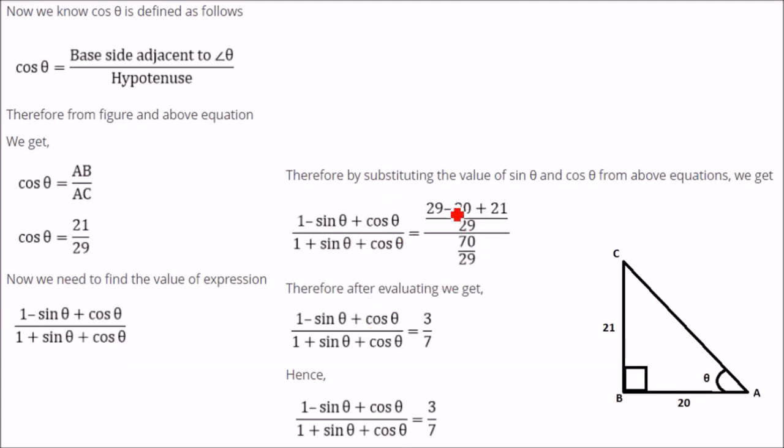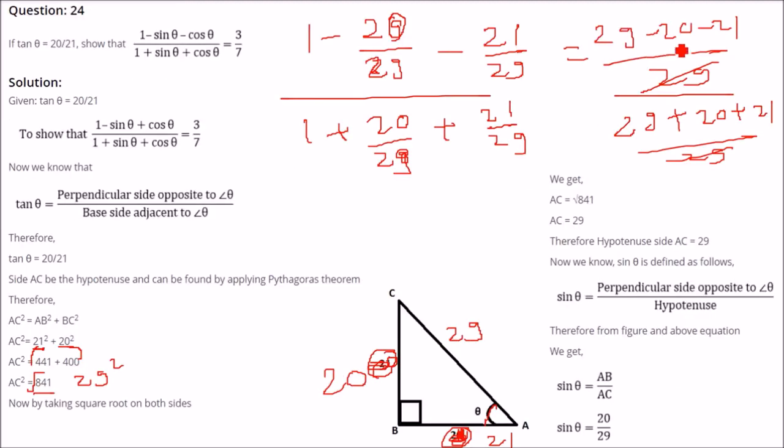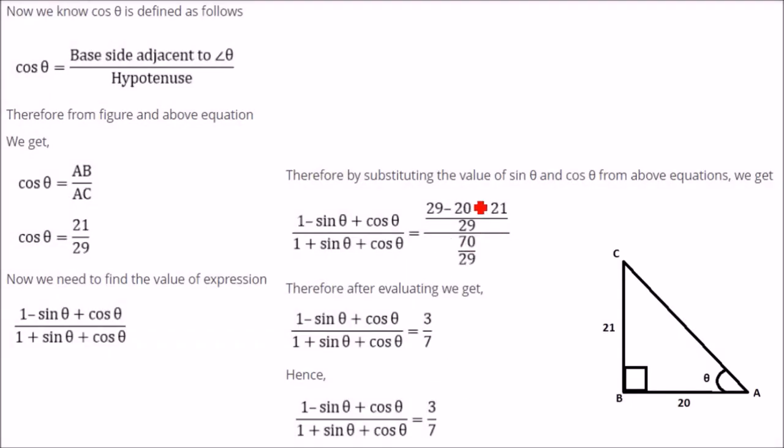So this will be your 3 by 7. If you just add them, let me add them and tell you. 29 minus 20 minus 21. 29 minus 20, that is 9, and 9 minus 21 gives 12 minus 12. What do you get here? 29 plus 21 is 50, and 50 plus 20 is 70. So you get 20 here.